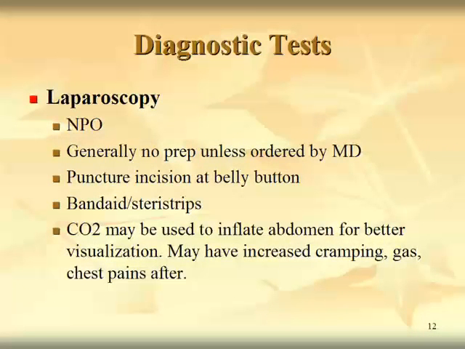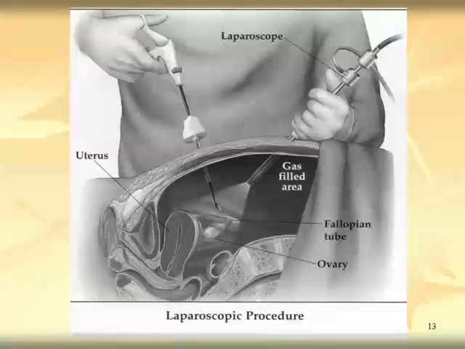Due to that CO2 being infused into the abdominal cavity, that patient may have increased cramping, gas, and chest or shoulder pains after this particular type of test. This is just once again a depiction of what a laparoscope would look like.